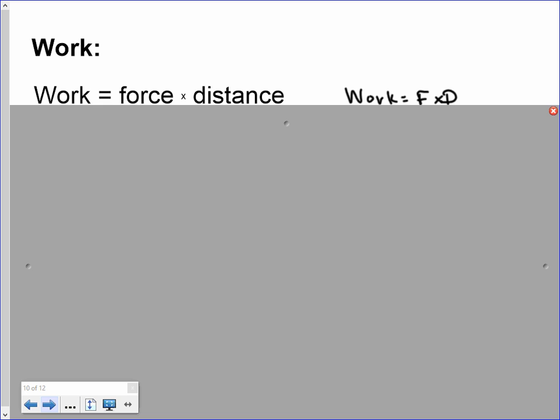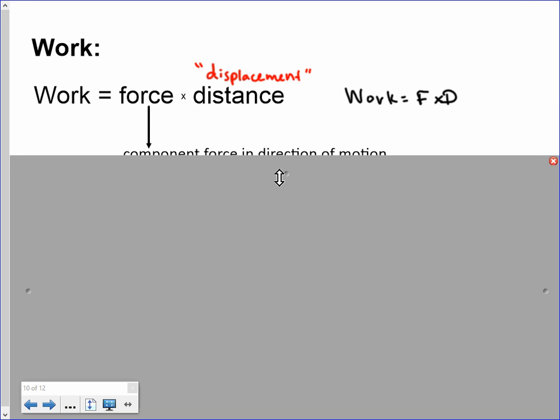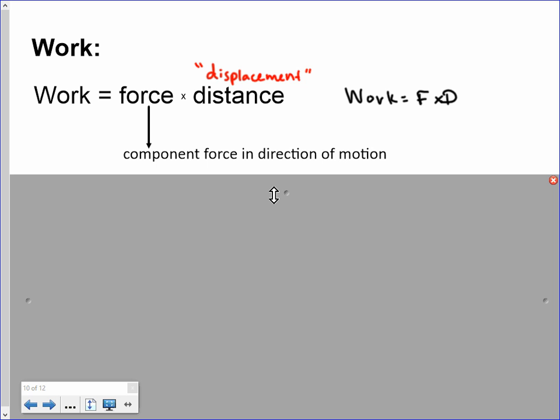Okay, so in physics you might call it displacement. In math we just refer to it as distance, but they mean the same thing, right? A change in distance or x. Okay. And then I'm going to add one thing to this formula about the force. The force is not the total force, but really the component force in the direction of the motion that's happening to the object. Okay, so I'll give you a chance to write that down and then we'll talk about it.